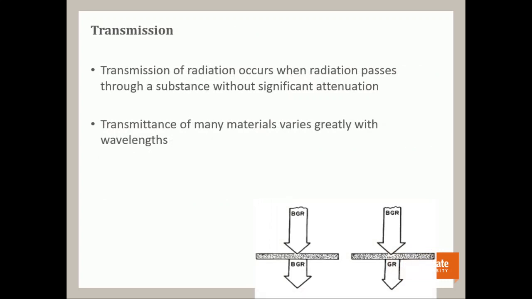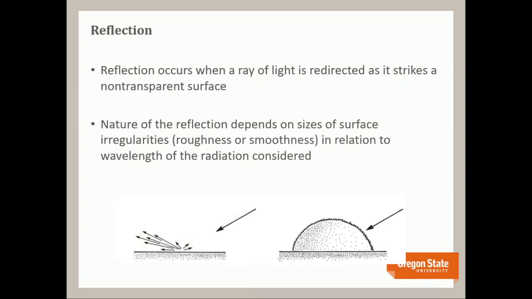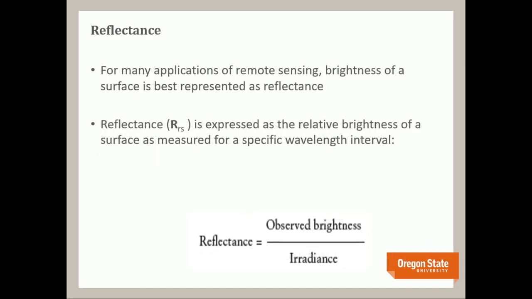Transmission of radiation occurs when radiation passes through a substance without significant attenuation. Transmittance of many materials varies greatly with wavelength. Reflection occurs when a ray of light is redirected as it strikes a non-transparent surface. The nature of the reflection depends on the size of the surface irregularities, roughness or smoothness, in relation to the wavelength of the radiation considered.